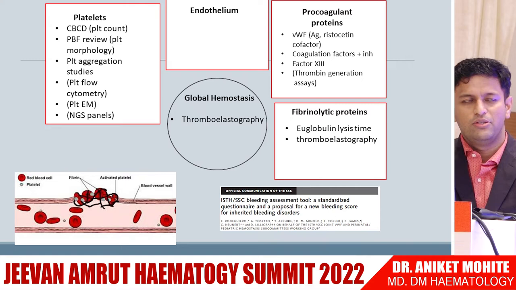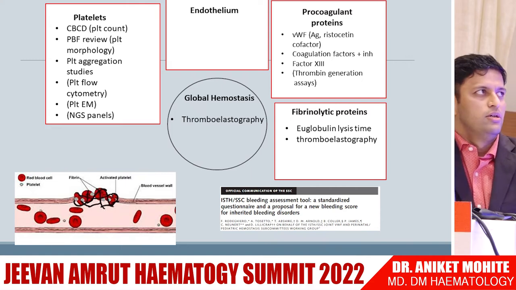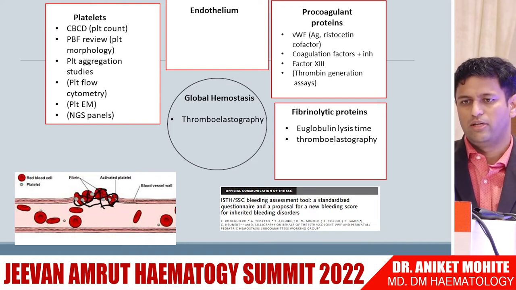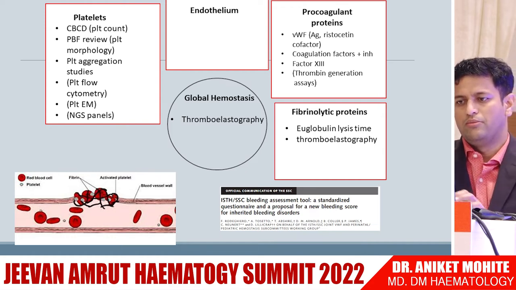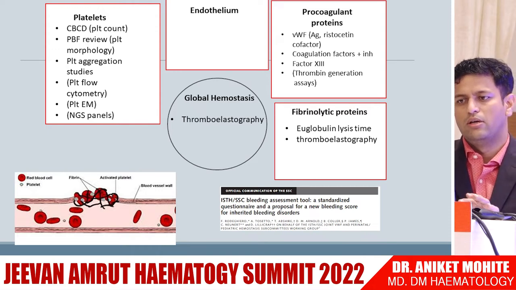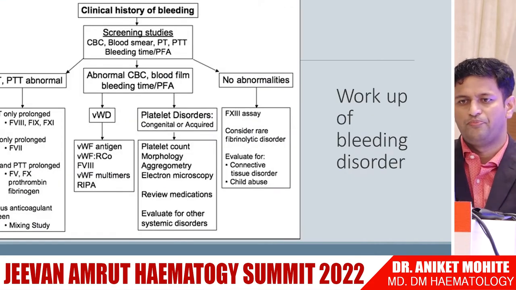So these are the usual tools that we have in our hand: a CBC with a differential count with a manual platelet count, a peripheral blood film for platelet morphology to see if that could give us a clue, platelet aggregation studies to determine whether there is Glanzmann or Bernard-Soulier, von Willebrand ristocetin assays, coagulation factors and antibodies to coagulation factors in acquired hemophilias, factor 13 levels and fibrinolytic pathways. We use thromboelastogram as a global hemostasis assessment.